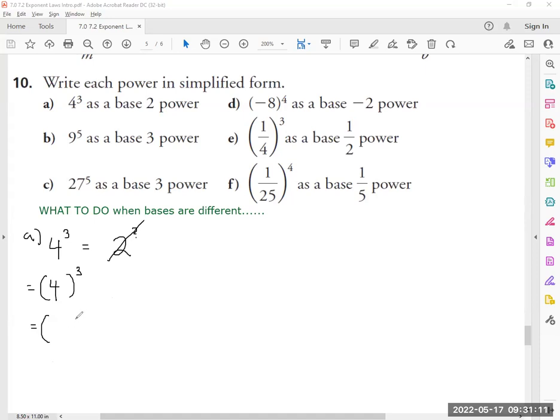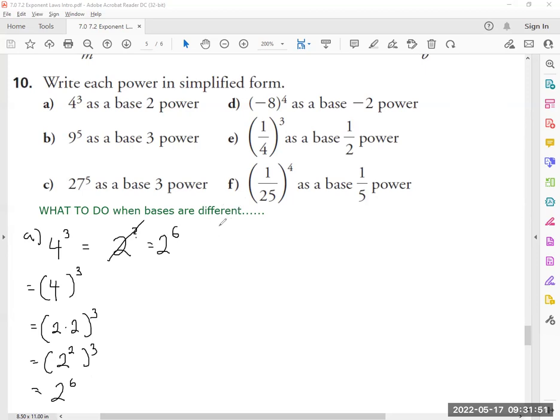Let me write that. Would you agree 4 is the same as 2 times 2, which I can rewrite as 2 multiplied with itself twice? And what do you do when you have a power of a power? Show me a symbol of what you're supposed to do. Multiply, good. 4 to the power of 3 is the same as 2 to the power of 6. And you will need to be able to change the base like this for the next question.